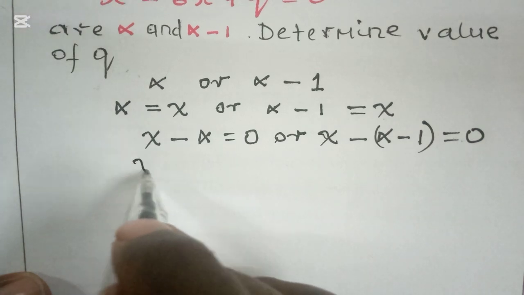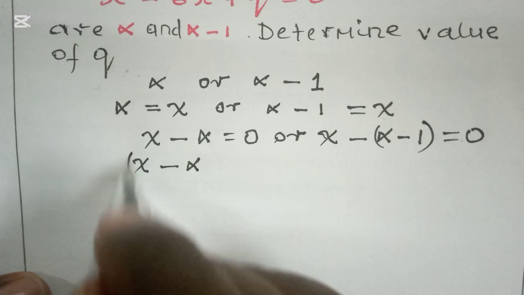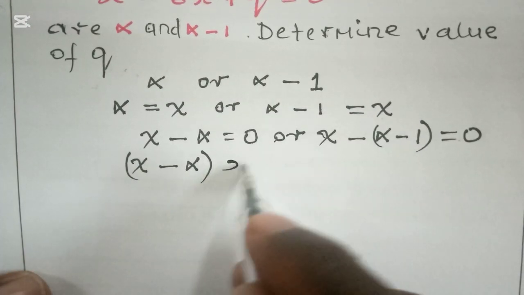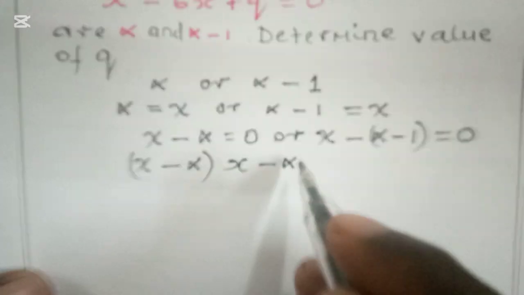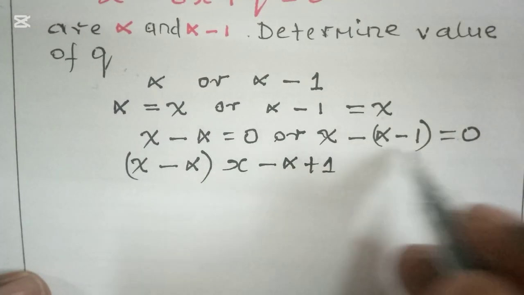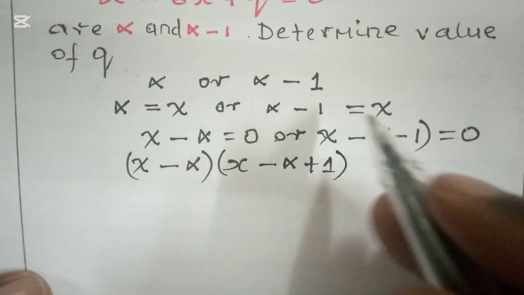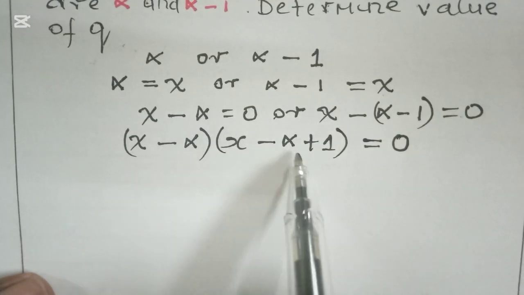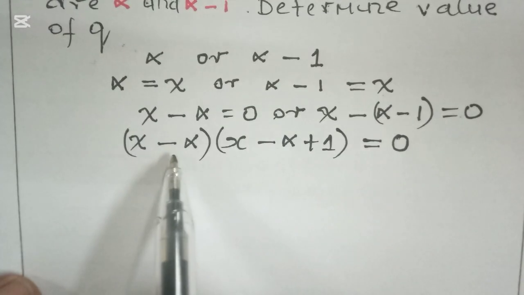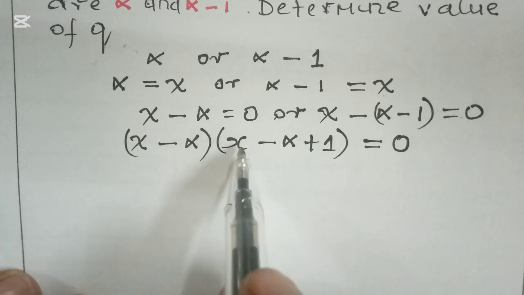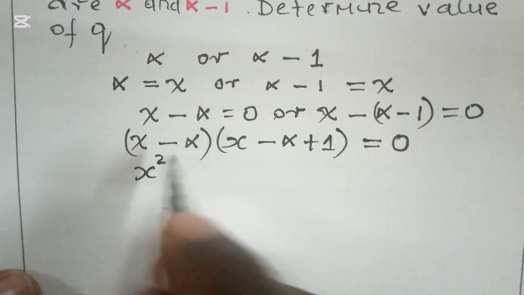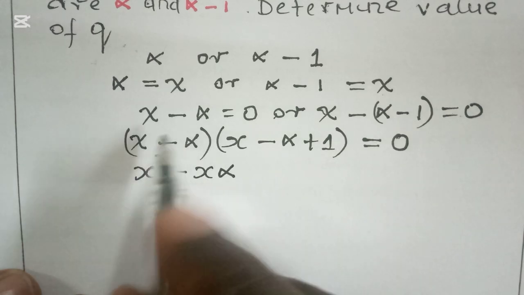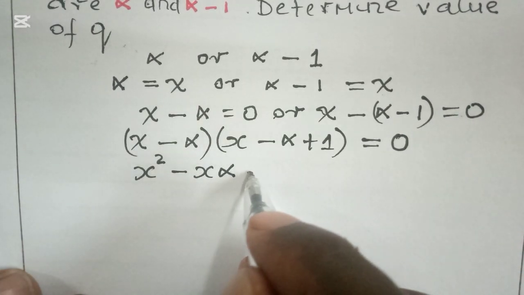So we continue from there. Guys, we are going to have x minus alpha as one of the factors, and x minus alpha plus 1. As we now remove the bracket, this is also going to be another factor, and this one gives us 0. We can now expand this, so that we can come to our equation. We multiply x by x, that is x squared, multiply x by alpha, you will get minus x alpha, multiply x by 1, we shall get plus x.